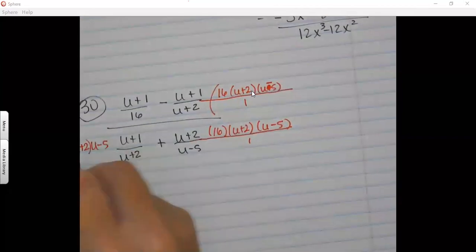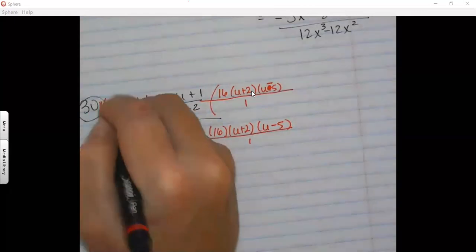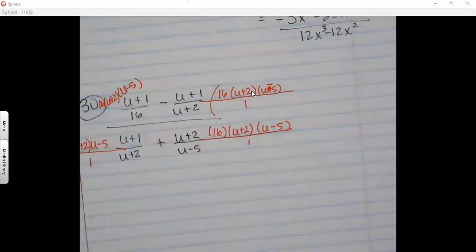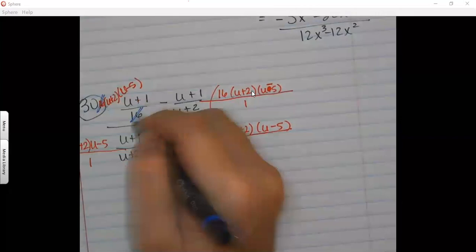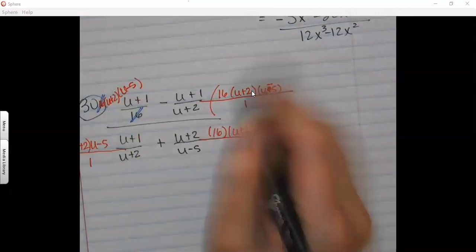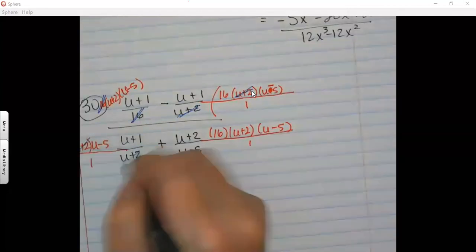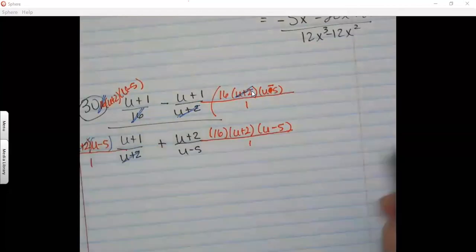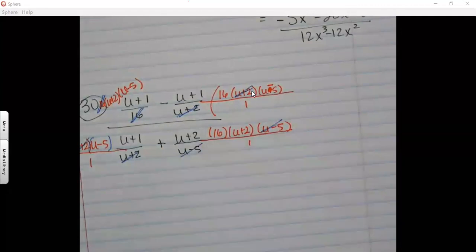Should have given myself a little more room up here. u plus 2, u minus 5. So top left, the 16s will cancel. Top right, u plus 2 will cancel. Bottom left, u plus 2 will cancel. Bottom right, u minus 5 will cancel. So in each individual fraction, I'm going to multiply what I have left. Oh my gosh, look at the top left. That is crazy.